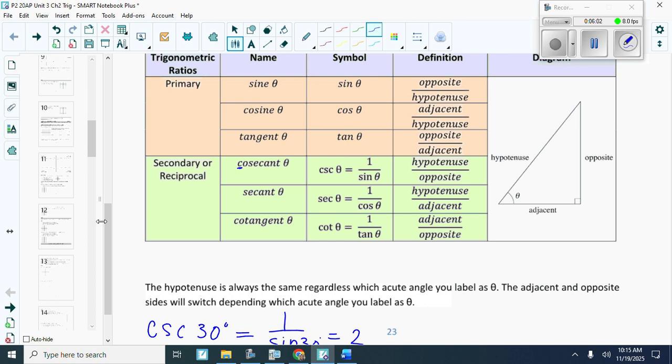So I'm doing a little alliteration. I just remember that we don't double up. So the beginning part of the reciprocal function is always different than its partner.